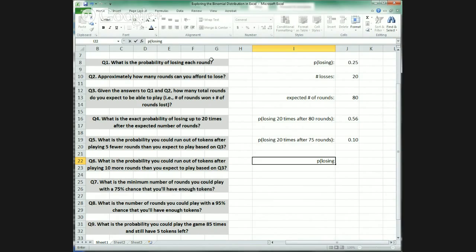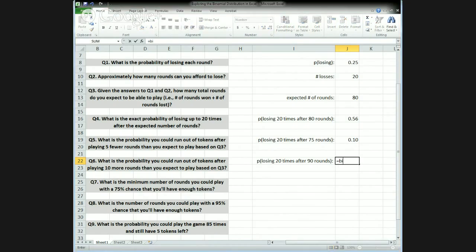So this is going to be exactly 20 again. And after how many rounds? It's 10 more rounds than we expect to play. And what we expect to play is 80. So it's the probability of losing 20 times after 90 rounds.